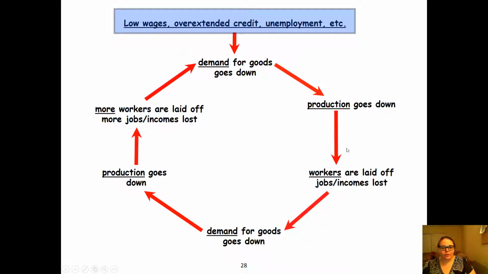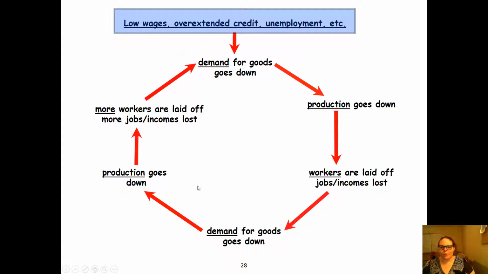So you lay off or fire a lot of your workers, which means you now have a whole new group of people who were making money who are now unemployed and are not making money, which means now you have a whole new group of people that have no money to spend, which means this group spends less money. And when they spend less money, the demand for goods goes down again. And when the demand for goods goes down again, factories say, oh, we're selling even less now. So production goes down again. When production goes down again, you definitely don't need as many workers as you've got now. So even more workers are laid off, which means more jobs and more income is lost, which means these people now start spending less money, which means that demand for goods goes down again, and it's just a vicious cycle.